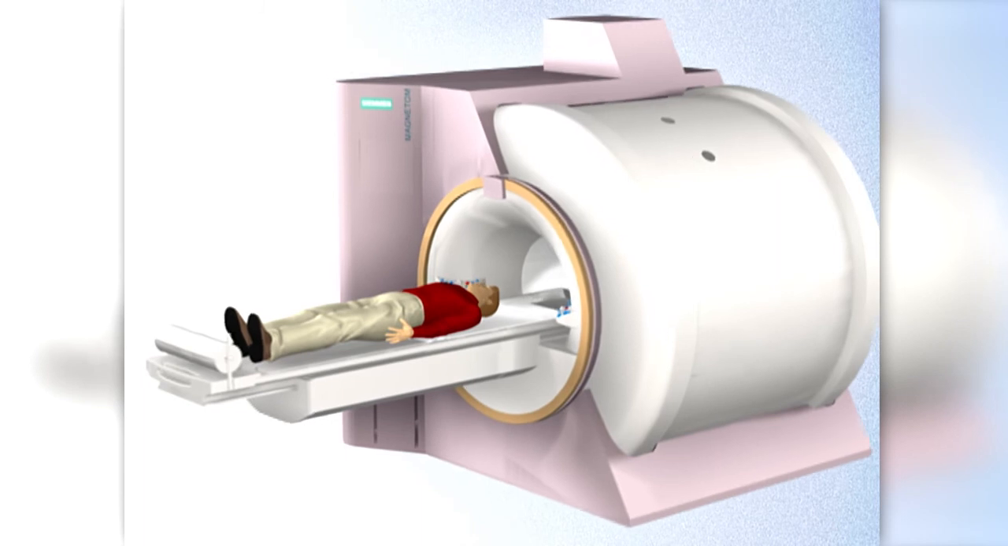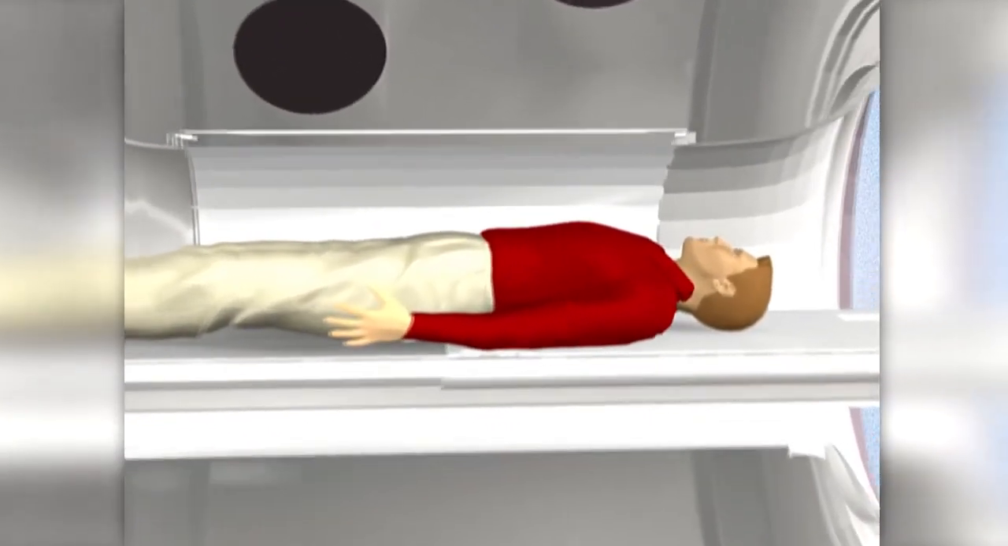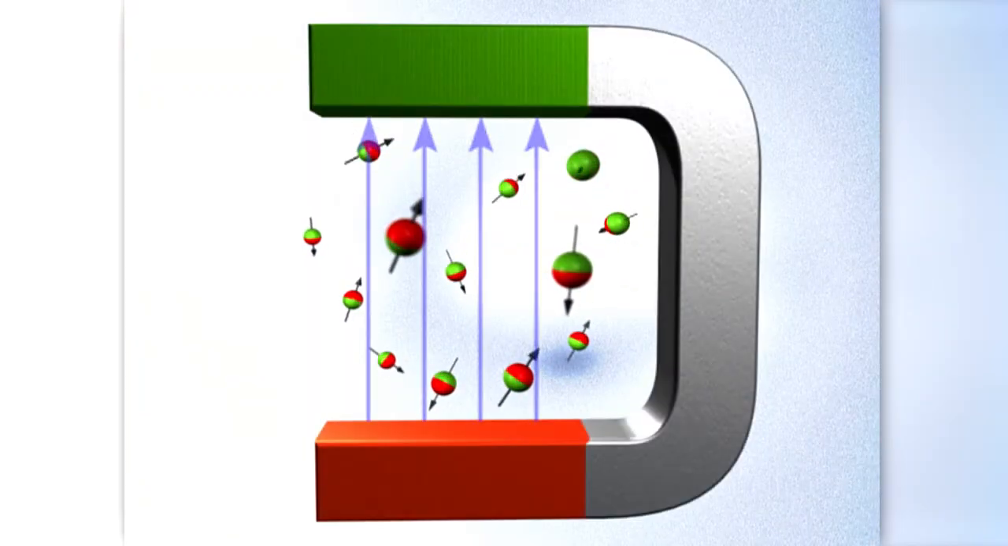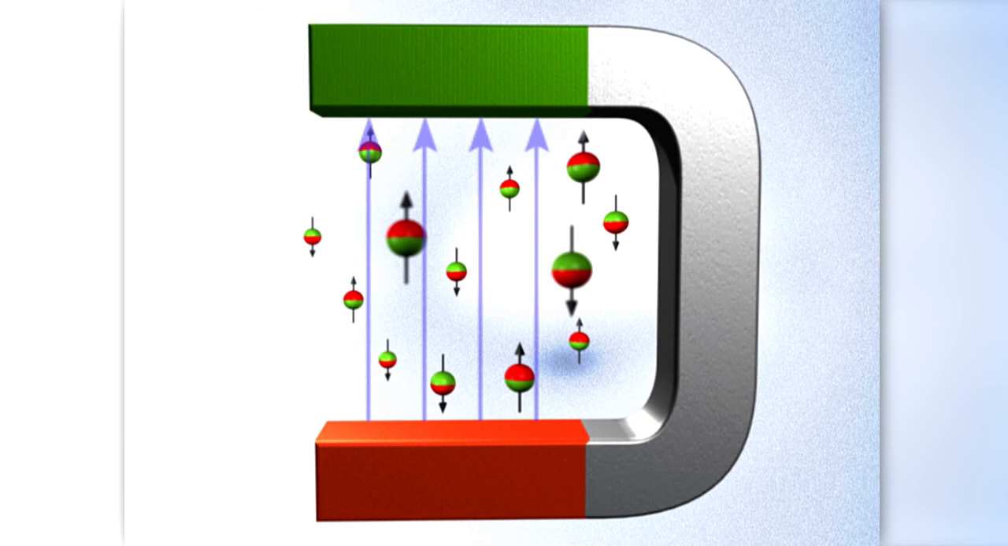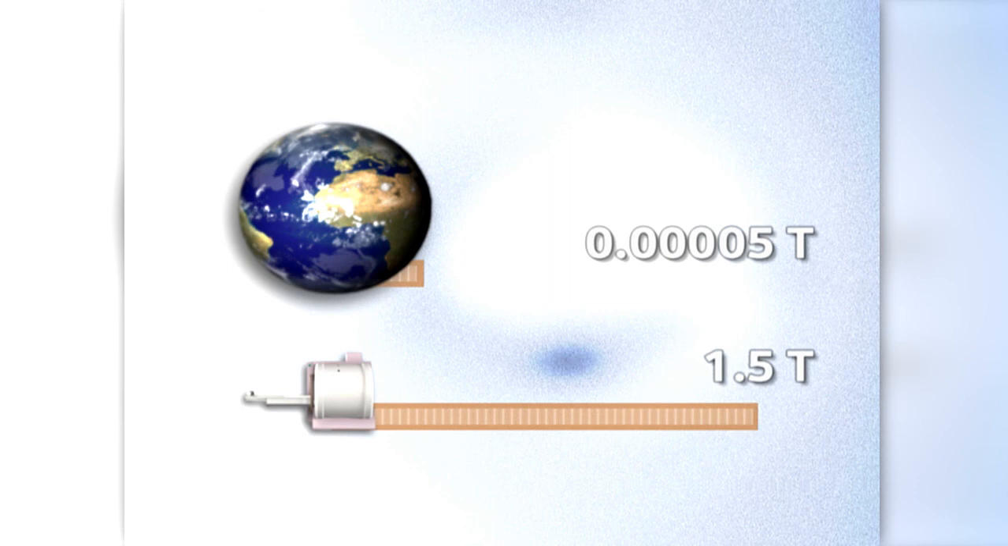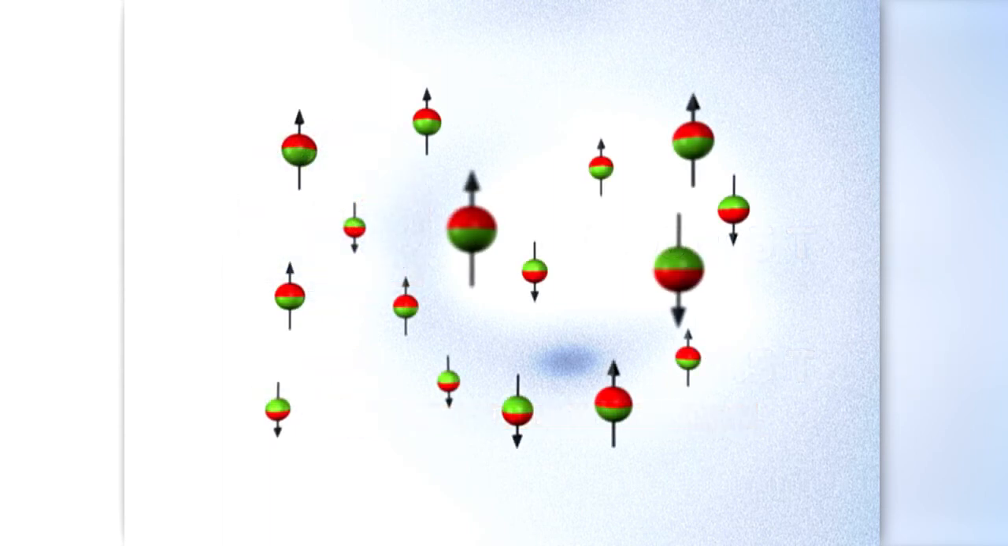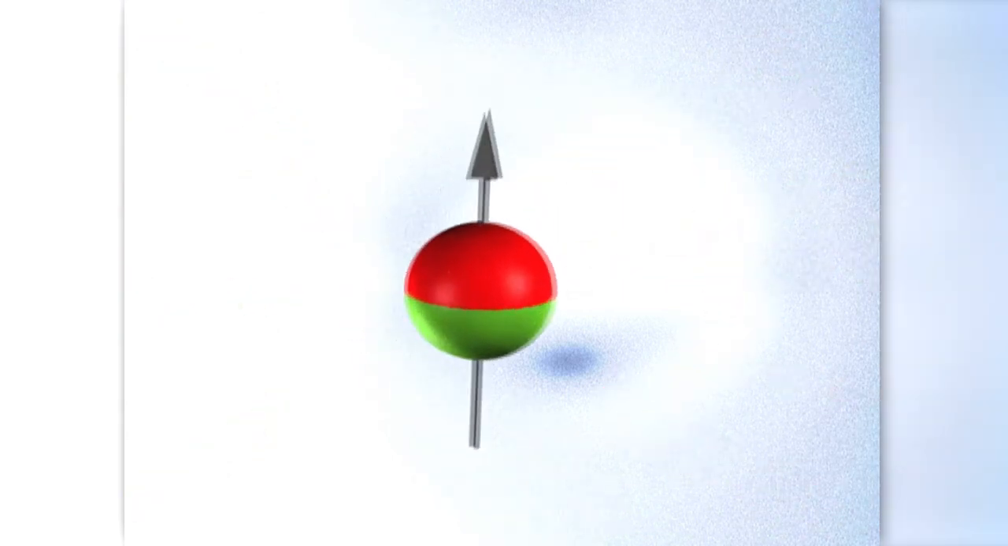The patient is positioned in a powerful, homogeneous, constant magnetic field generated here by a cylindrical magnet. The strength of the magnetic field is indicated in units of Tesla, and today typically ranges between 0.2 and 3 Tesla. In comparison, the Earth's magnetic field is approximately 0.00005 Tesla. The static main magnetic field of a 1.5 Tesla magnet is approximately 30,000 times stronger than the Earth's magnetic field. The MRI is based on the magnetic properties of the most prevalent atomic nucleus in the human body, the hydrogen atomic nucleus, which is found in tissue and blood.